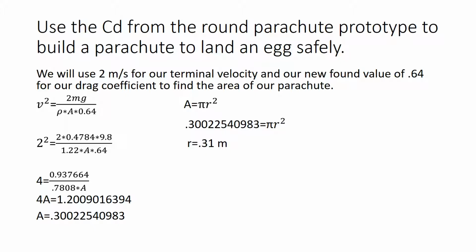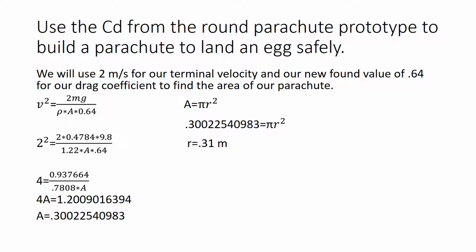2 to the second power equals 2 times 0.04784. That would be the mass of the egg that I'm going to try to land, times 9.8 meters per second squared, which is gravity, divided by 1.22, which again is the density of air, times the area, which I'm trying to find, times the new coefficient of drag that I found from my prototype, which is 0.64. So after calculating that, I found that I needed to have a parachute with an area of 0.30022540983, and that should say actually meters squared.